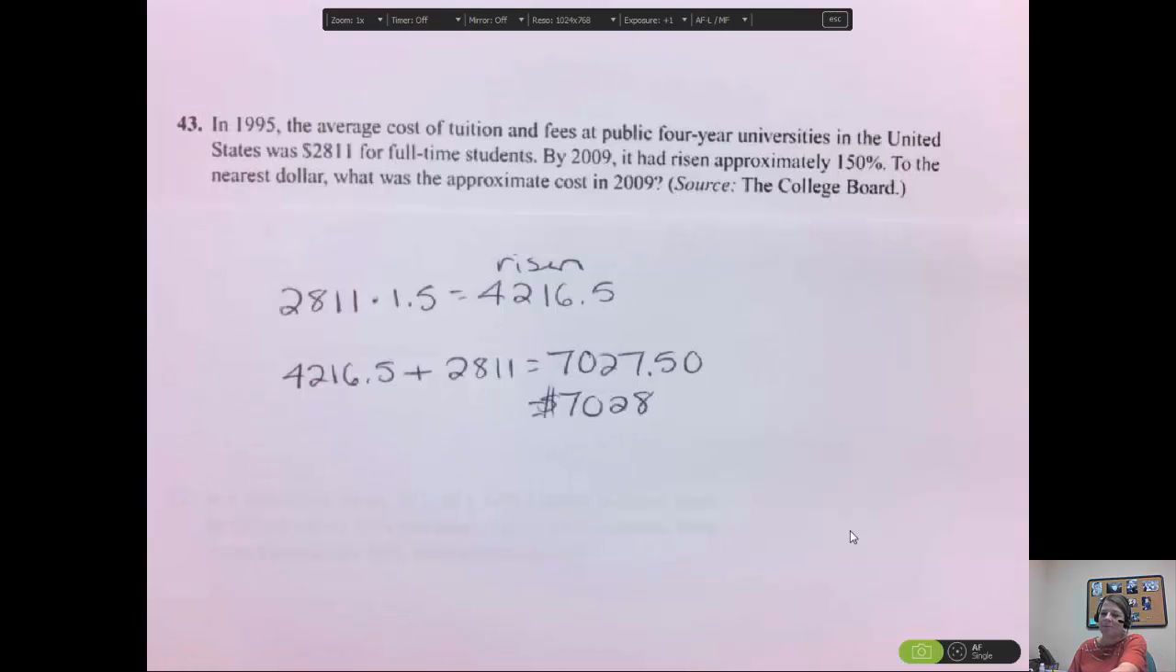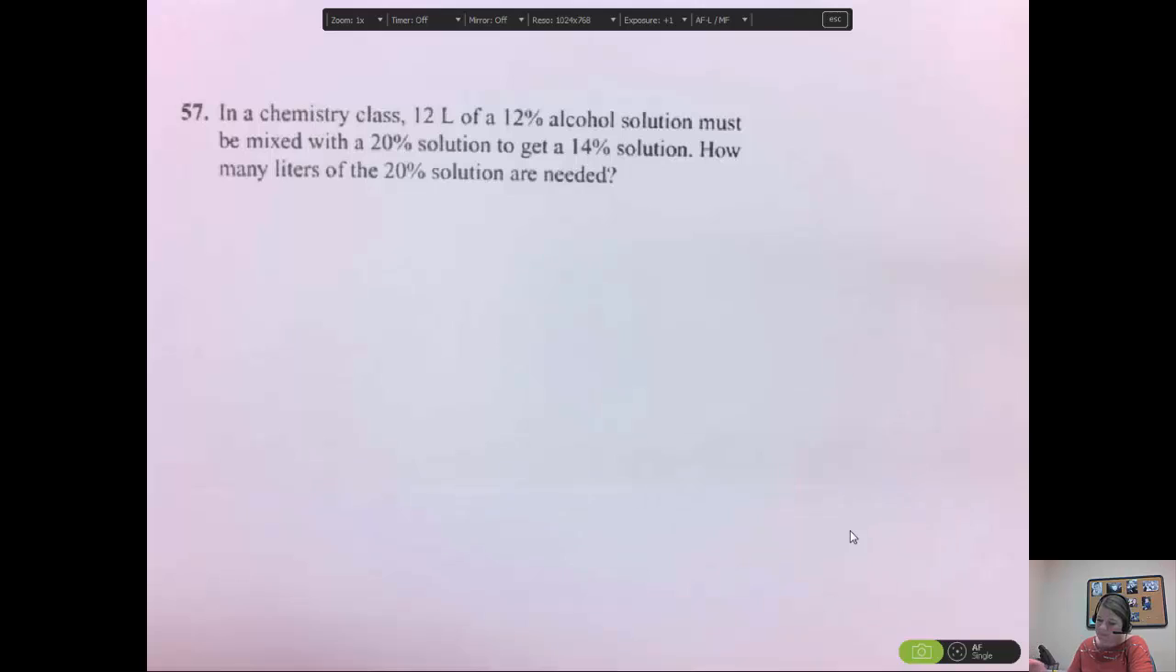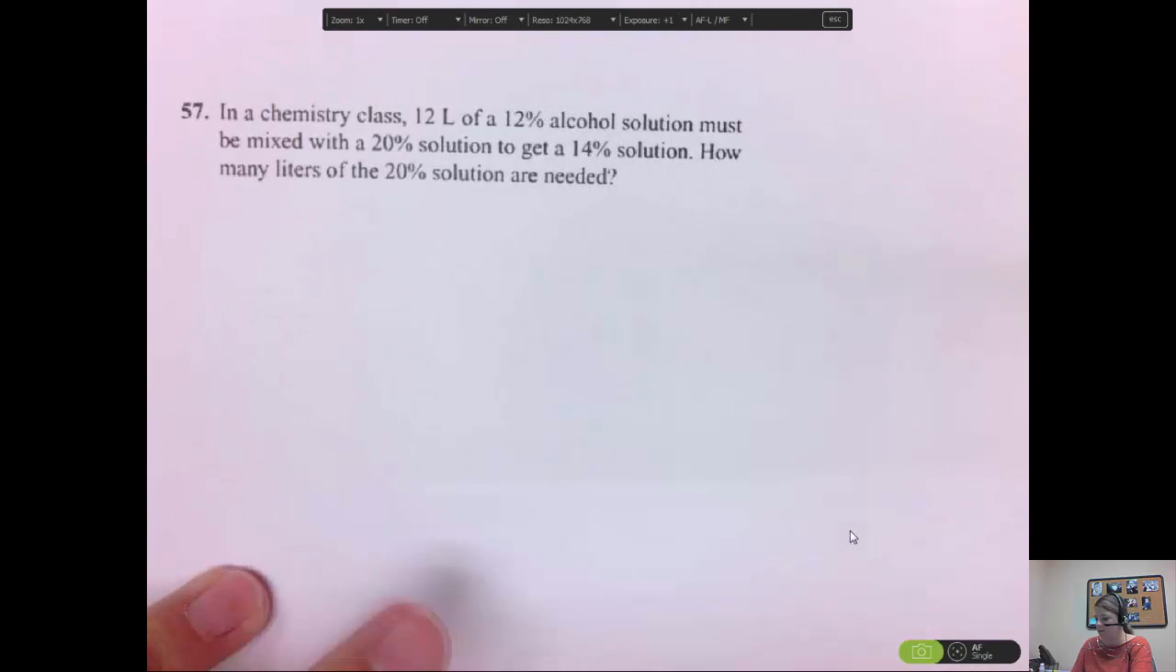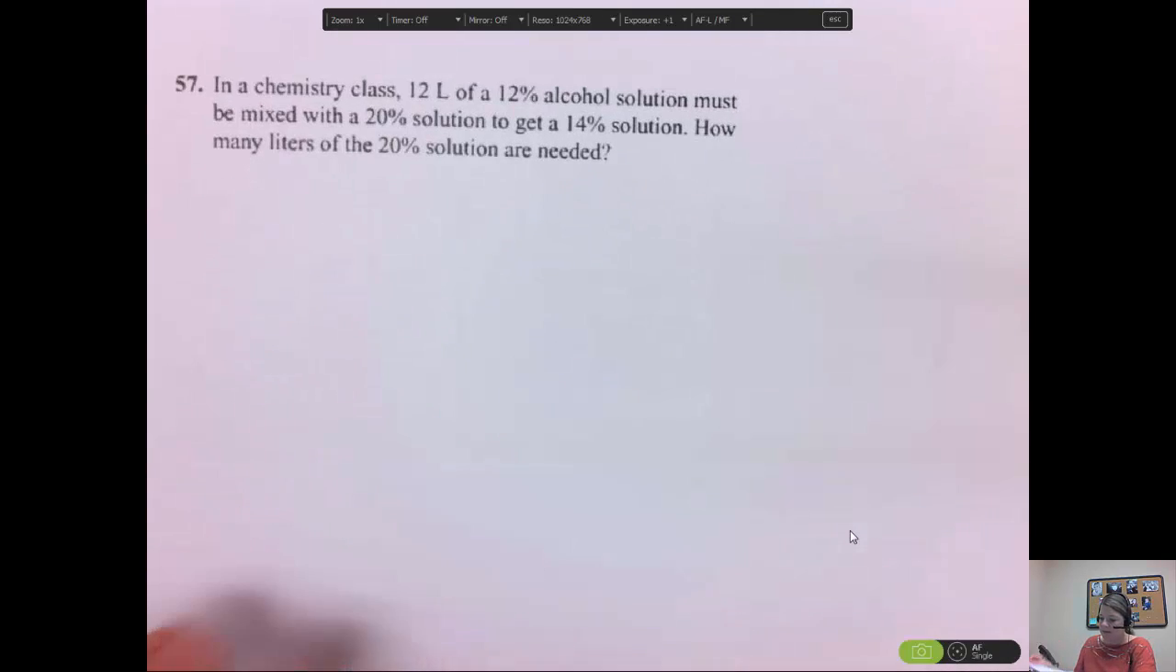Now the next problem comes up like, oh, I don't know, all the time. It's a chemistry problem. Let me get a new piece of paper. In chemistry class, I have 12 liters of 12% alcohol solution that has to be mixed with a 20% solution to get a 14% solution. How many liters of 20% solution are needed?